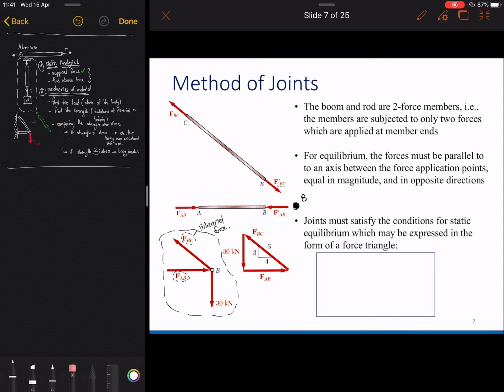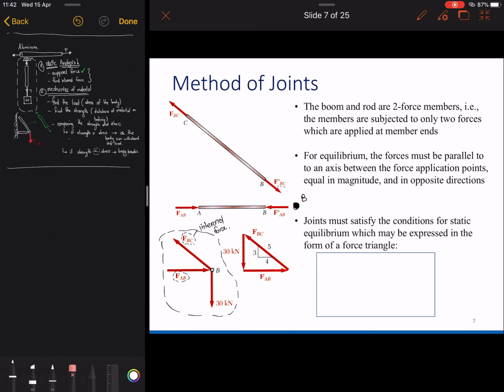Because internal force is a force inside, acting on the rod directly, not the external load. And we have to find these internal forces for the next step. And the easy way to do this, there are multiple ways.